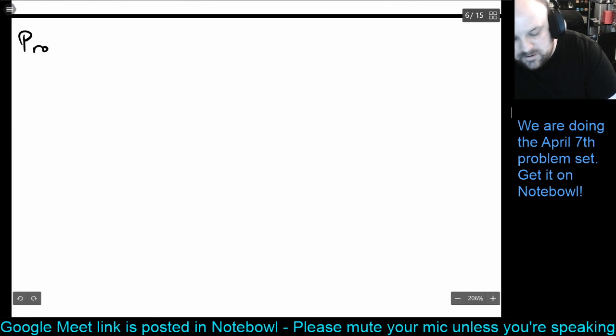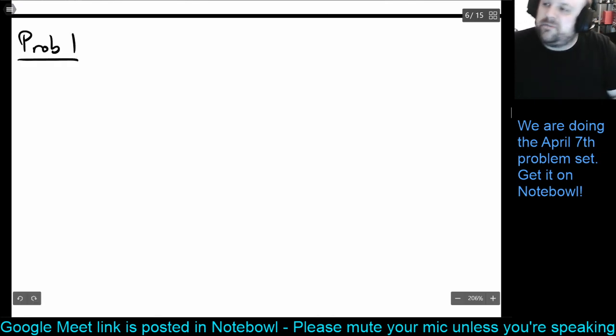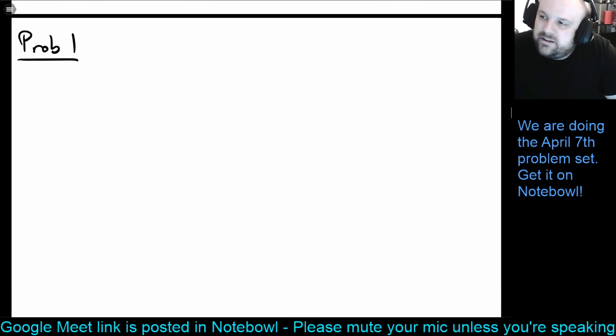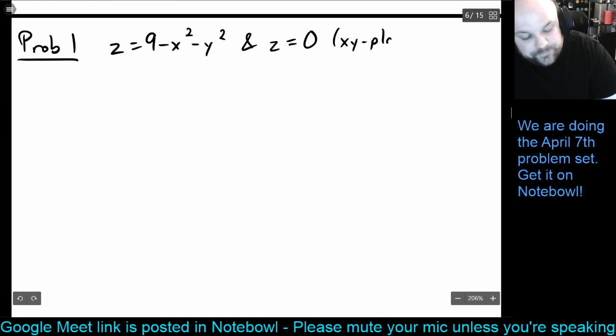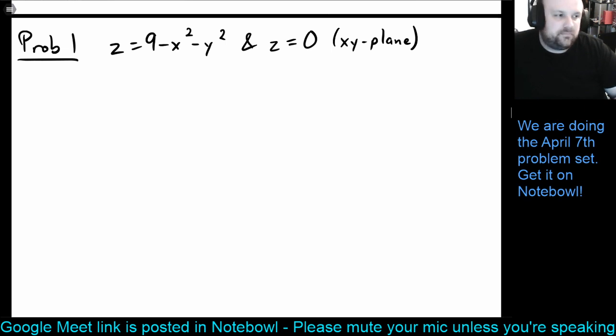So problem 1. Here we're looking at the volume bounded by the paraboloid z equals 9 minus x squared minus y squared, and z equals 0, which is the xy plane. Right? So whenever we're finding the volume between two graphs, what you're doing is integrating the top minus the bottom over its shadow in the xy plane. That's the idea here.